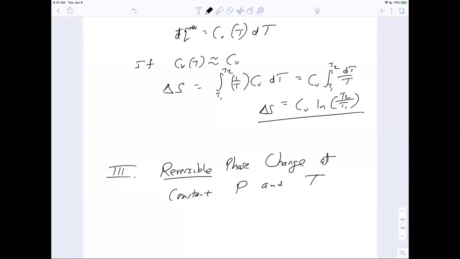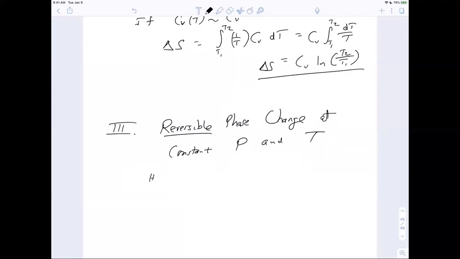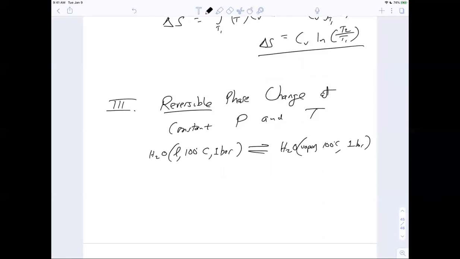An example of this would be H2O liquid, 100 Celsius, 1 bar. And this goes to, since it's reversible, H2O vapor, I'll call it vapor at 100 Celsius and 1 bar. Right? So this is reversible. Everyone has been introduced to the idea of these phase changes as reversible. And so for this, we know since we have constant pressure, right?